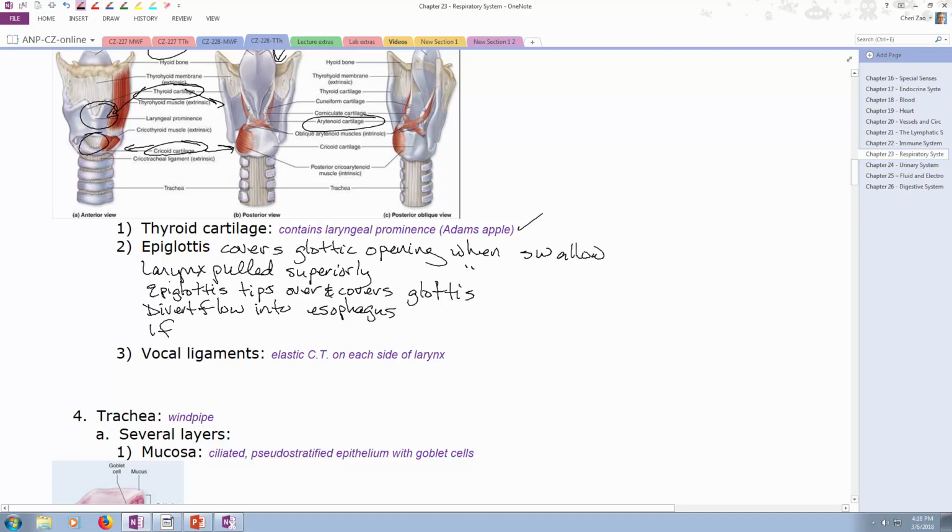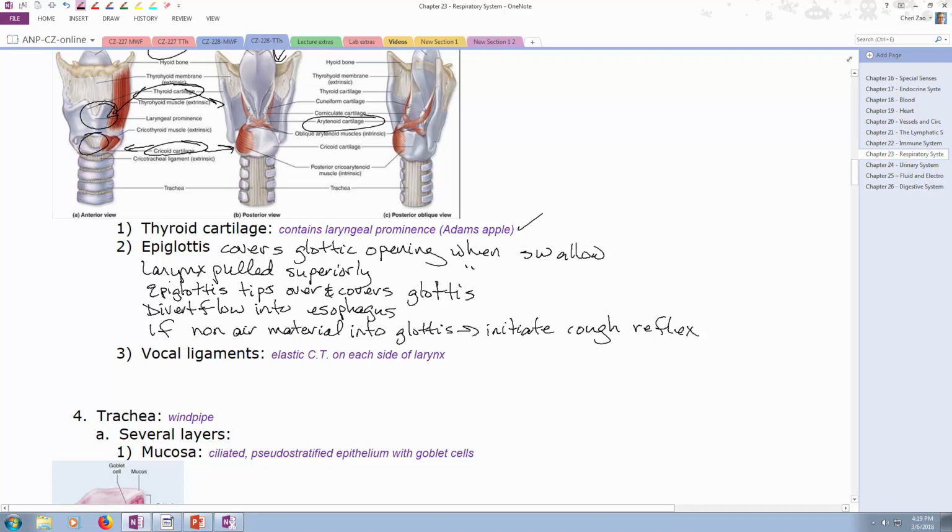If non-air material goes into the glottis, this will initiate the cough reflex. So it is a reflexive action, a cough reflex. So anything, any little particles, we're going to cough and we're going to do our best to force it out of the airways because only air is supposed to go in the airways.